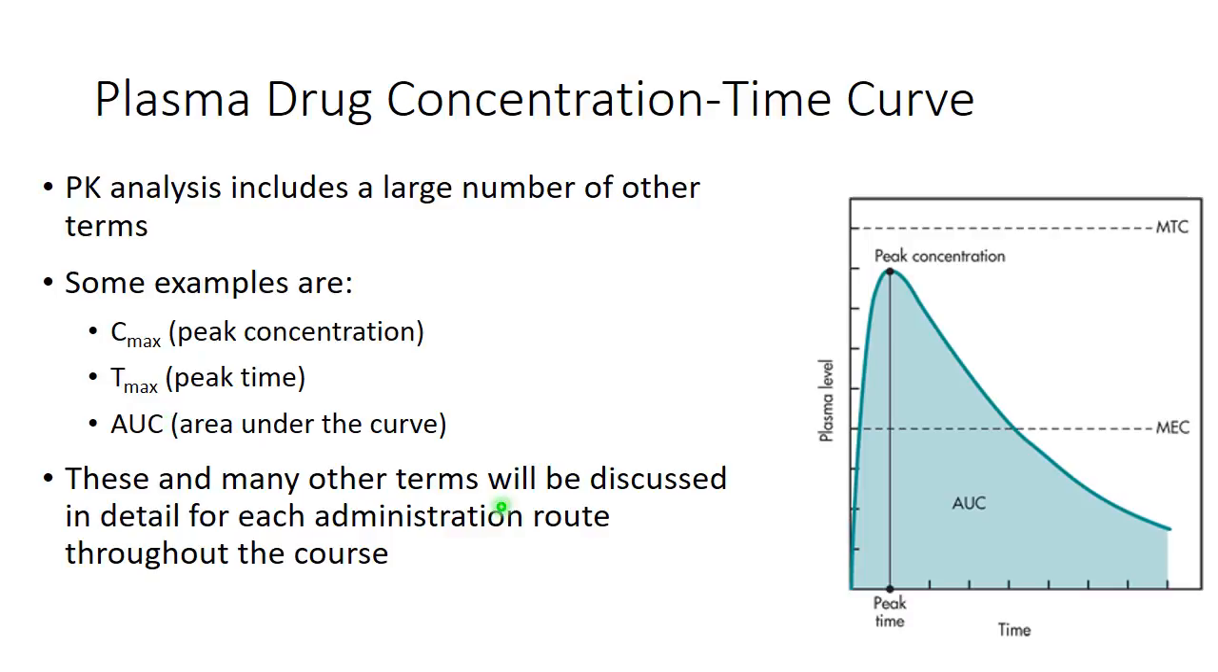The area under the curve is if we could integrate this curve and quantify the entire area. You can think of it as almost a surface area in a sense. If this were a flat object, the surface area under this curve tells us the total drug exposure. And that allows us, believe it or not, to calculate a lot of other things later on. They'll be discussed in much greater detail for each administration route throughout the course.